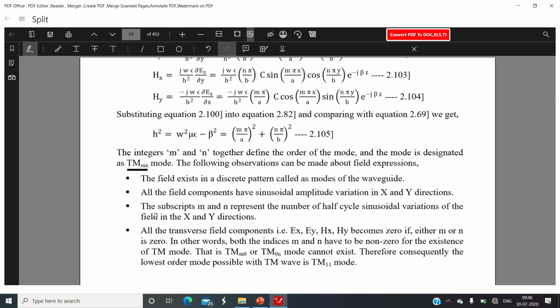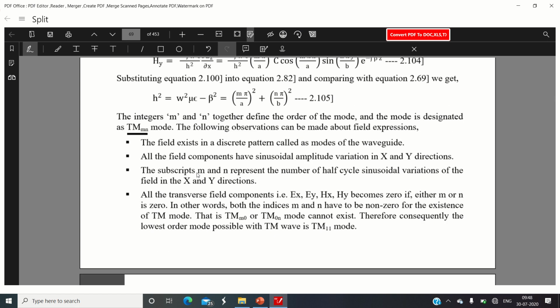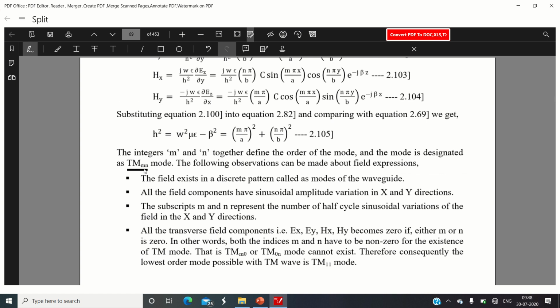Next is a very important observation. The subscripts over here, which we represent with the letters m and n, we already called integers. They are going to take discrete integer values, for example 0, 1, 2 and 3 and so on. What are they going to represent then? They are going to represent the number of half cycle sinusoidal variations of the field along the x-axis and along the y-axis.